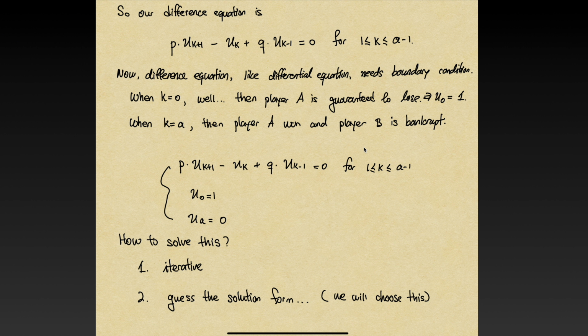We have this difference equation. Notice that k is from 1 to a minus 1, and for k equal to 0, this is what we have. For k equal to a, we have this. So how do you solve this kind of equation? You can do it in an iterative way, and another way would be just like how you solve a differential equation. We will be guessing the form of the solution and then try to find all the missing information. So we will be talking about 2. I can talk about 1, but let's first talk about 2.